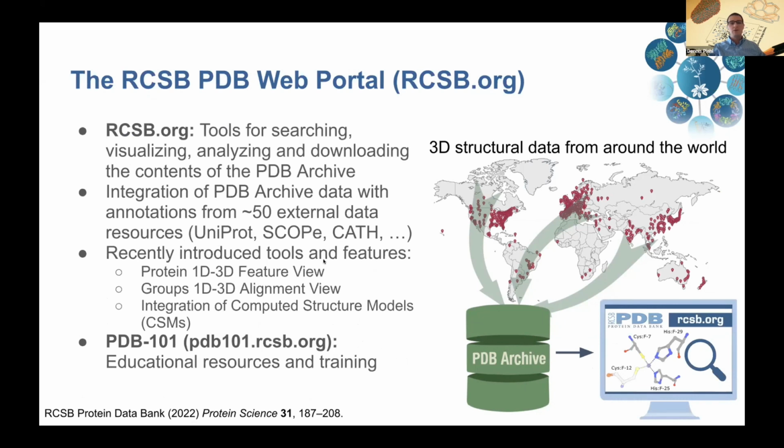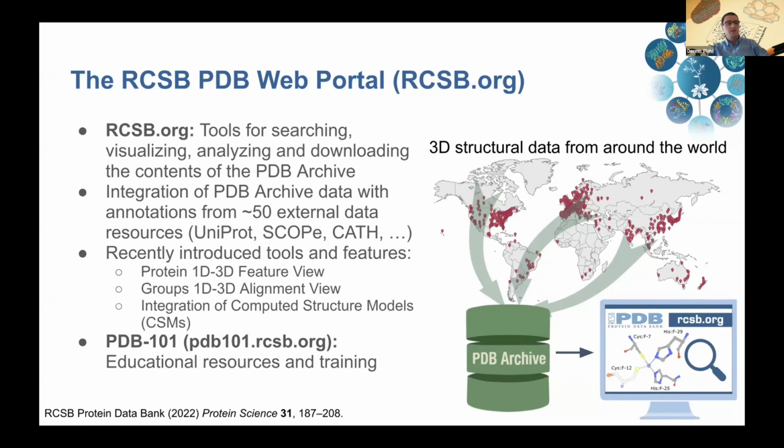The RCSB PDB web portal at rcsb.org provides not only access to the contents of the PDB core archive, but also a rich collection of tools and features that you can use to search, browse, analyze, visualize, and download the contents of the PDB archive. Additionally, on a weekly basis, we furnish the collection of structures in the PDB with annotations from approximately 50 external data resources, such as UniProt, SCOPe, CATH, and Pfam. And these provide additional biological and evolutionary context to the structural content.